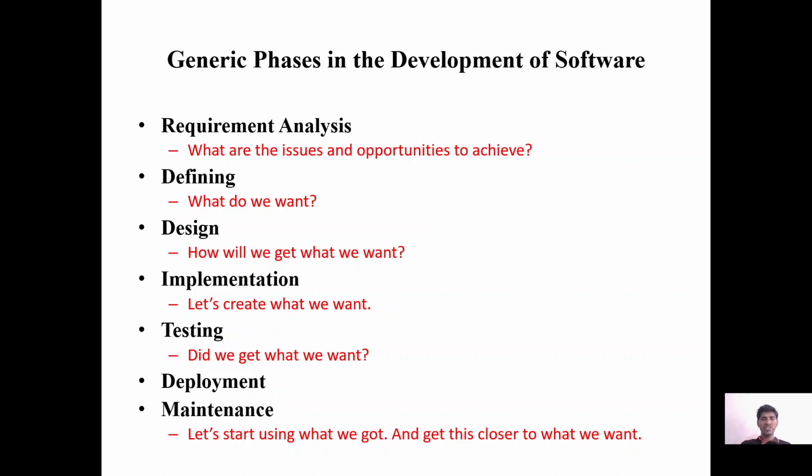In the deployment phase, we will deploy the software in the user environment, and we'll be checking on the maintenance phase. Once the customer is working, he will be getting some errors on his side. All of that put together will be rectified in the maintenance phase. So these are all the generic phases of software development.